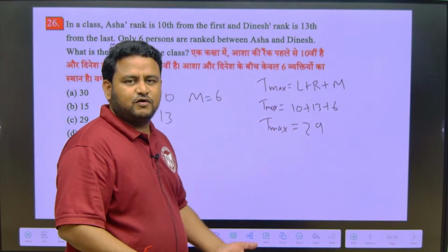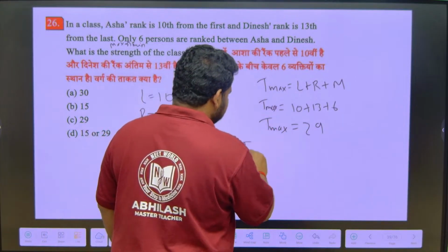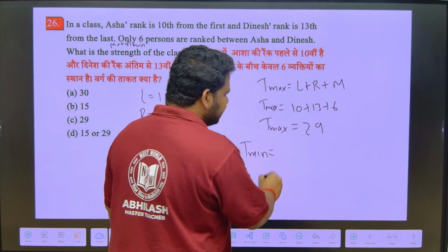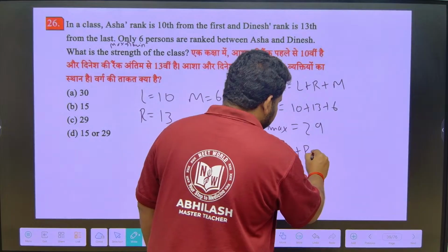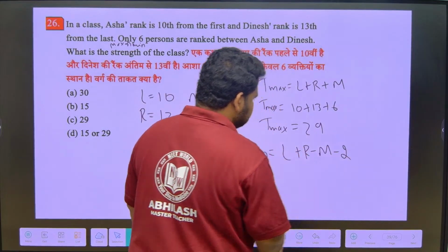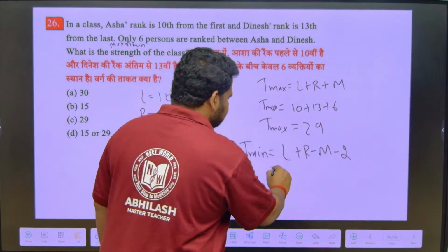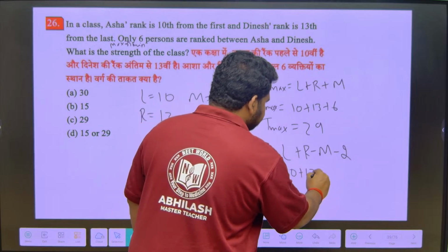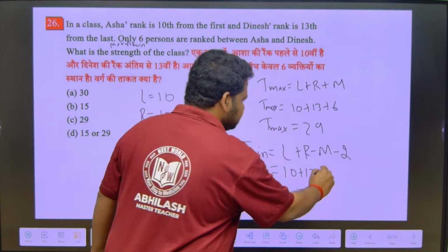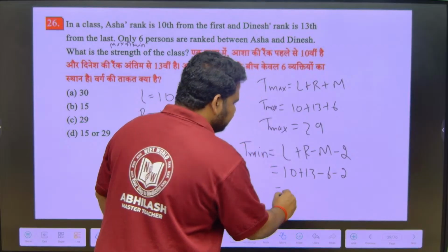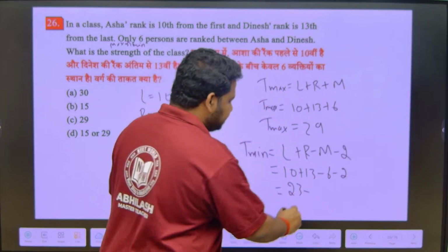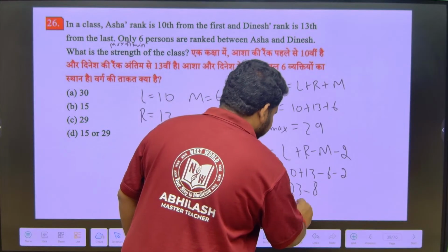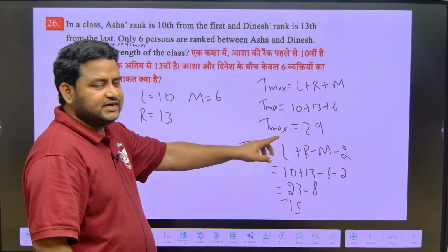So let us use the total minimum formula now. Total minimum is equal to what, friends? L plus R minus M minus 2. L plus R is 10 plus 13. Middle is 6, minus 2. So 10 plus 13 is 23, 23 minus 8, that is equal to 15. So the answer is 15 or 29.